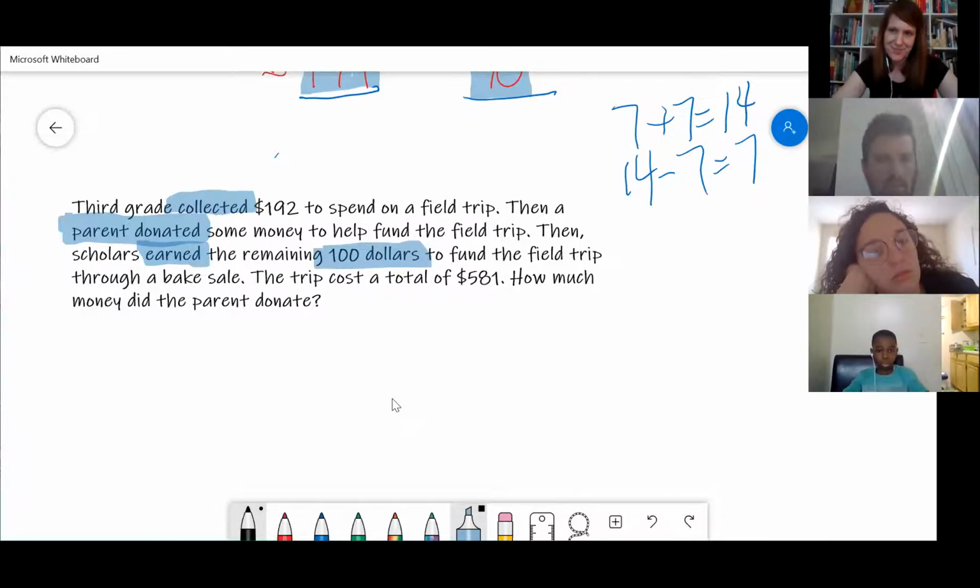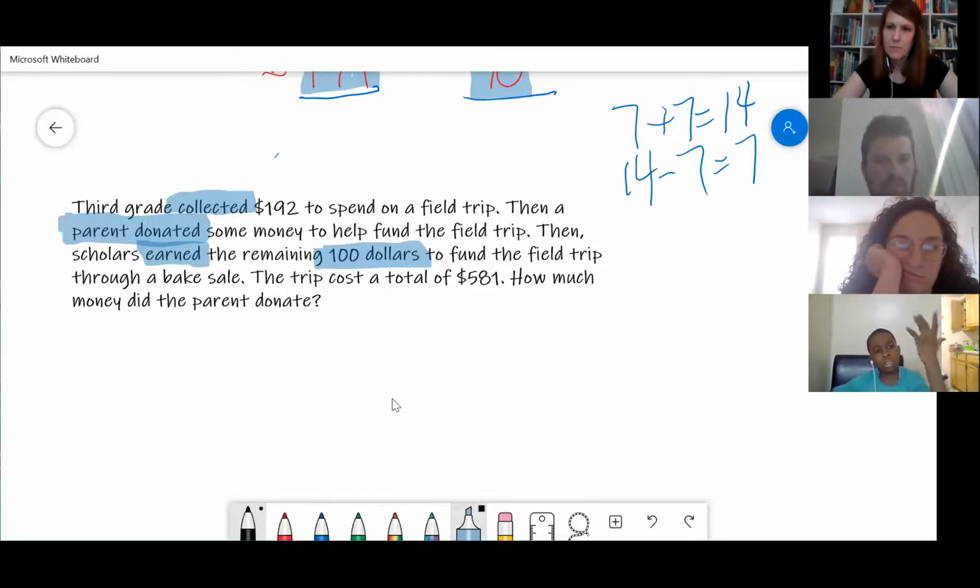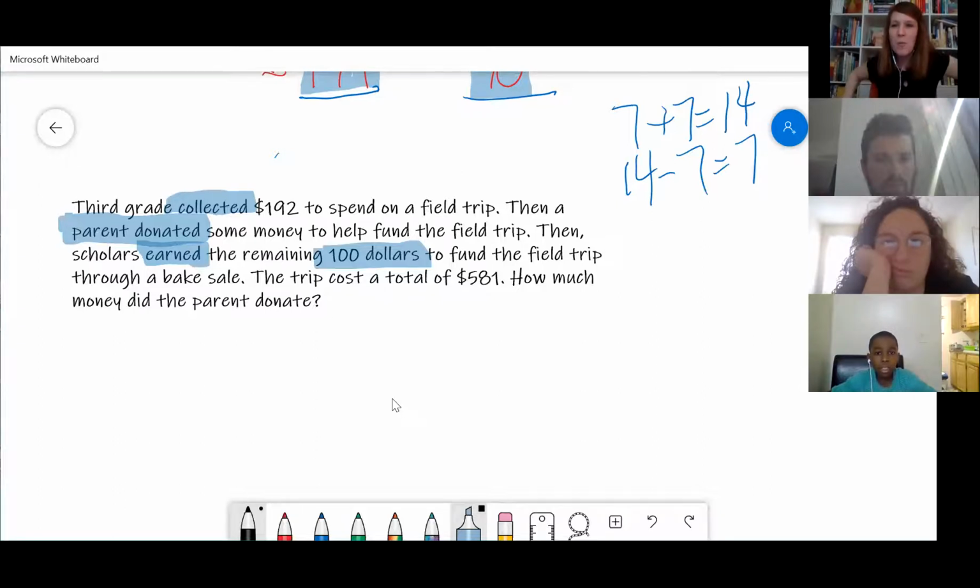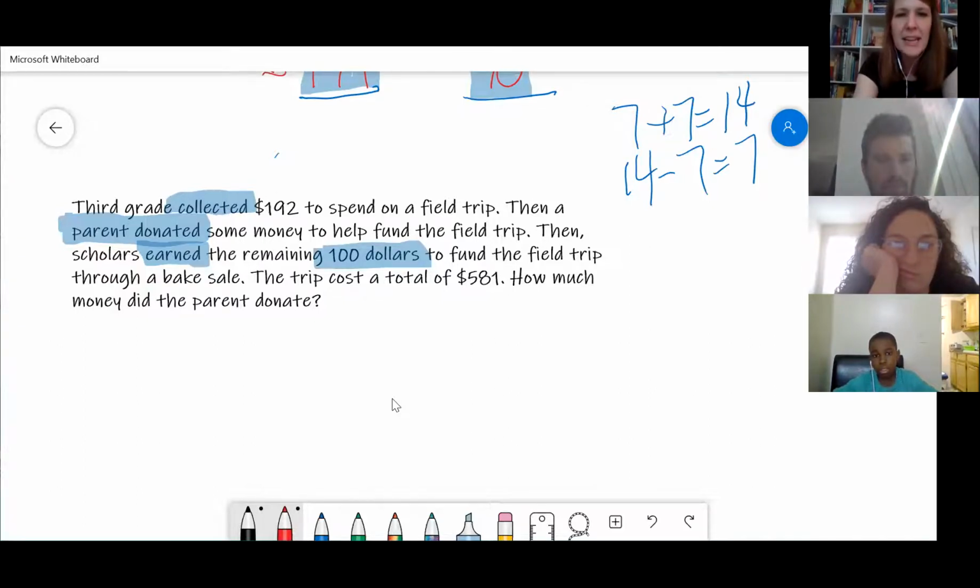Because it's less than 581. If we want to find out how much the parent donated, they can't give us more money than the total trip we're going to go to. Yes, Robert, great job. Thank you so much for sharing that. Absolutely. It can't be more than $581 because 581 is the total of our trip. We don't need more than $581. We're trying to get to $581.